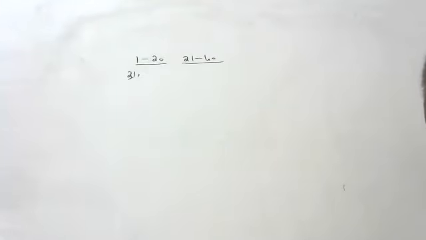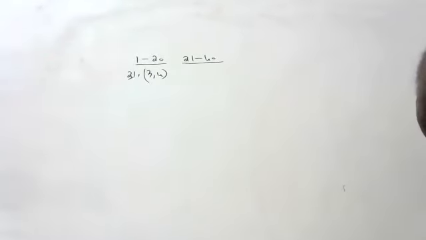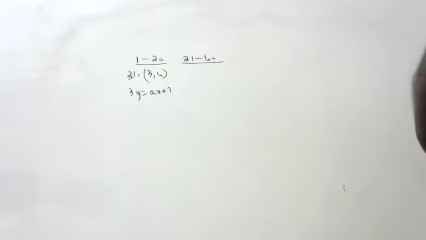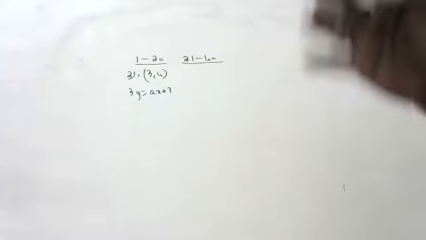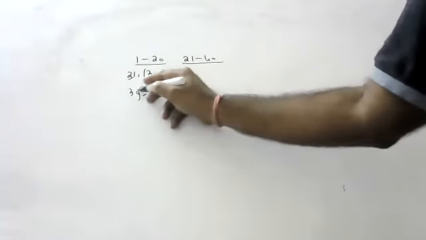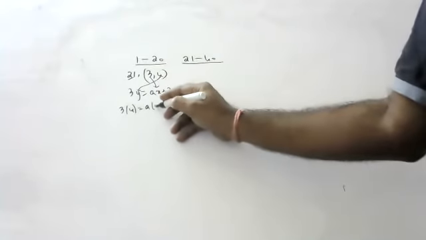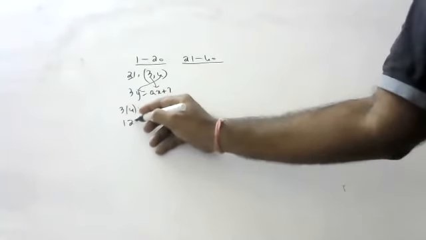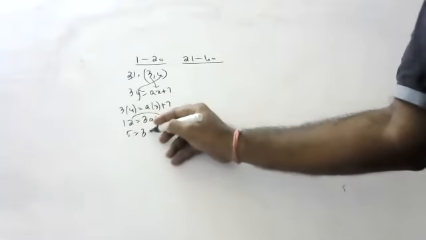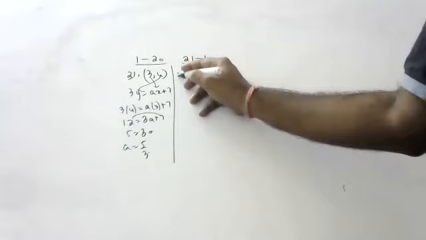The point (3, 4) lies on the graph 3y is equal to ax plus 7. Then find the value of A. We will do this sum, children. So this is 3 into 4 is equal to A into 3 plus 7. 12 is equal to 3a plus 7. 5 is equal to 3a. A is equal to 5 by 3.